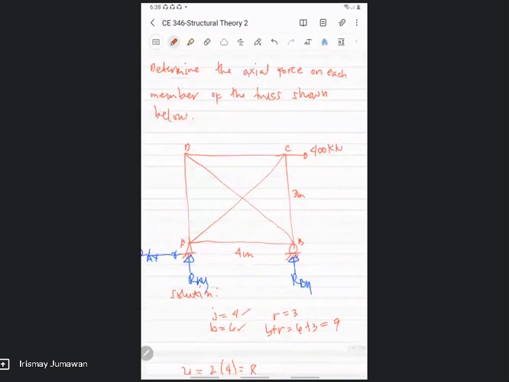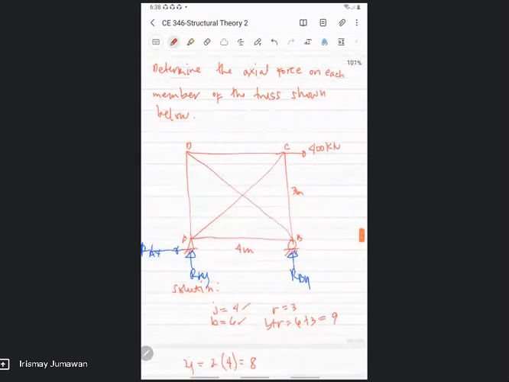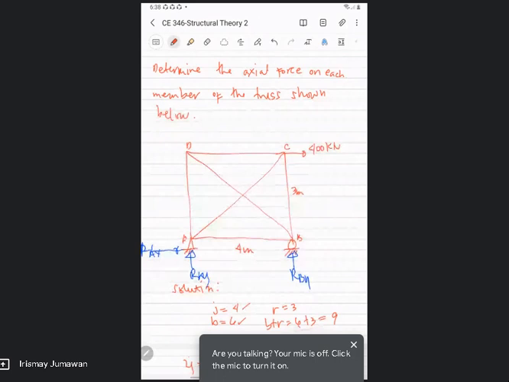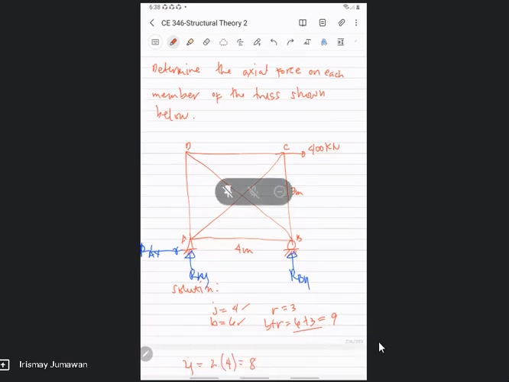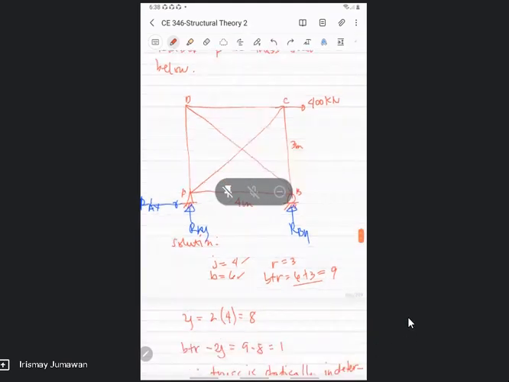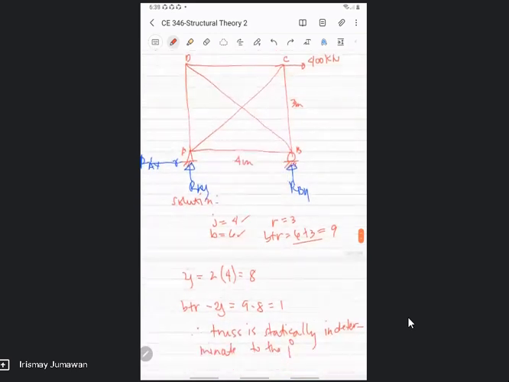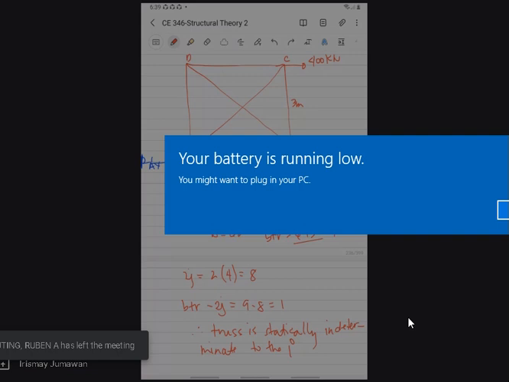So you have three. Then P plus R is equal to six plus three. So you have nine. Then for the 2J, you have eight. So to determine the degree of determinacy, you have nine minus eight. That is equal to one. So it's statically indeterminate to one degree.